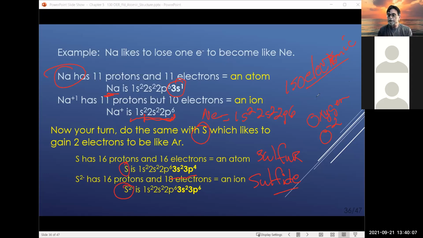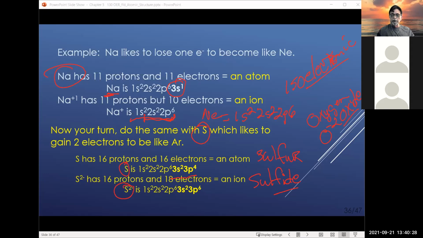And what else? Its name becomes, anybody want to take a shot at the new name of the ion of oxygen? Oxide? Oxide. You got it. Good job. Okay, so when oxygen gains electrons, it becomes oxide.